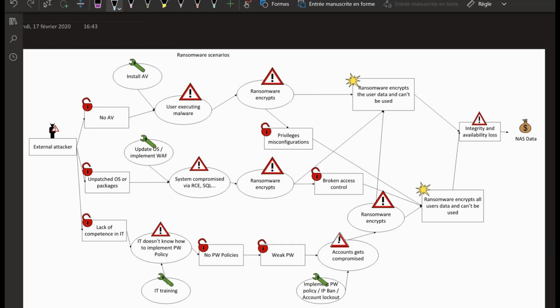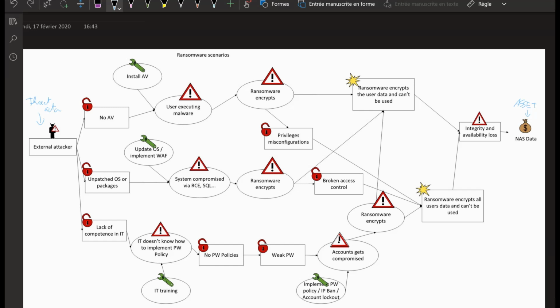So let's see now the CORAS methodology, which will allow us to model our risk scenarios. Okay, so you've got to start with two things. First, here you've got your asset, which you have to put. So this will be the data in our NAS. And here we have our threat actor. Let's say the threat actor is human, malicious, and external.